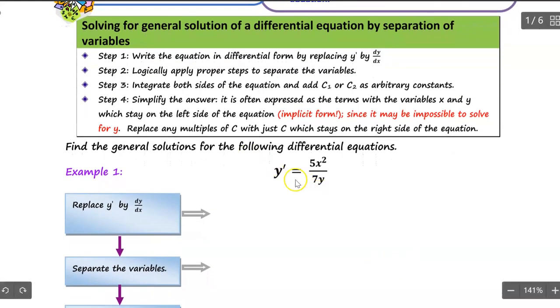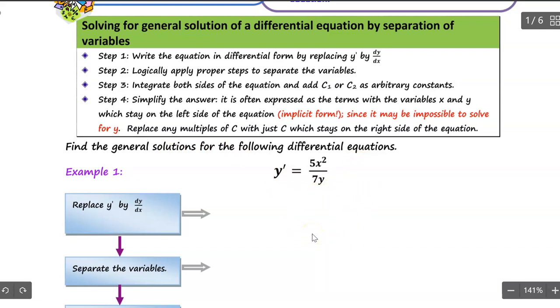In this case, you see y prime, so that means you are solving a first order differential equation. Okay, so we are going to follow the steps. We have 5x squared divided by 7y. It's called a differential equation because it involves the derivative of the differential. It's called first order because you are dealing with the first derivative. And we are solving for the general solution. Therefore, the solution will have a constant c.